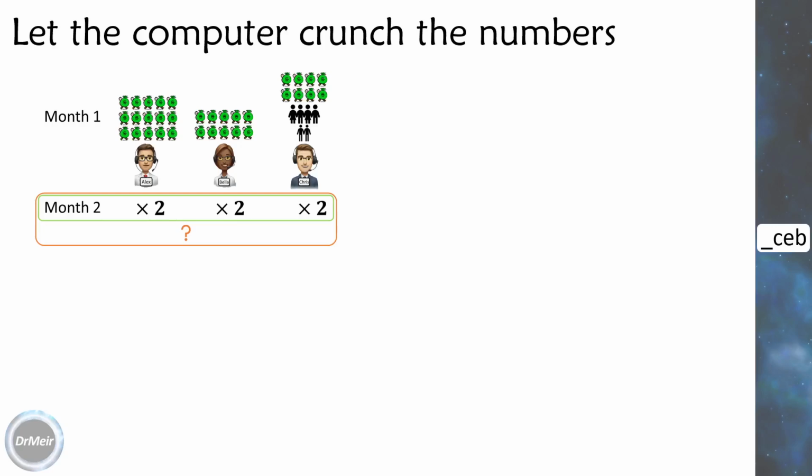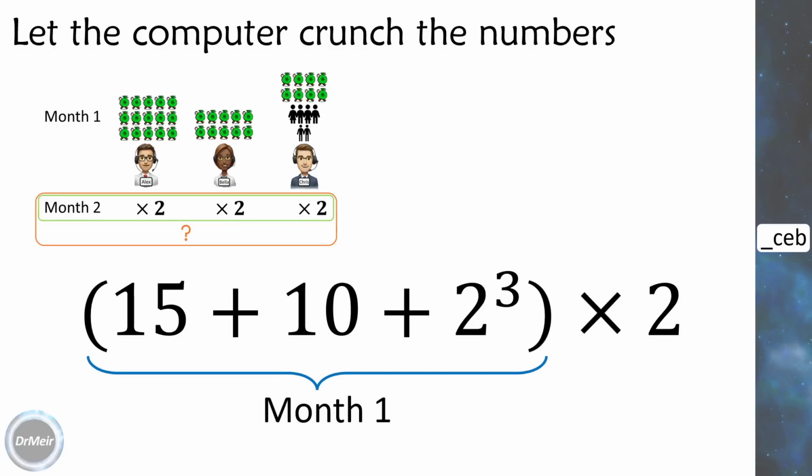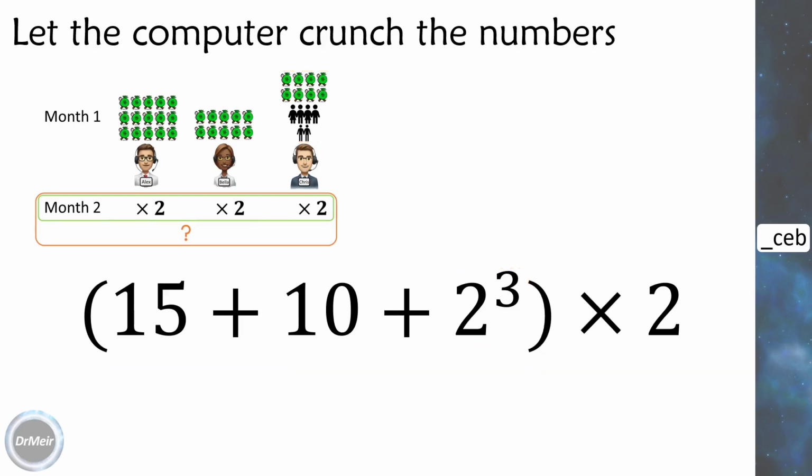In a math class, you'd probably tackle this problem with a formula like this. We simply add up the sales of the first month and multiply them by 2. The sales of the first month are the 15 sales of Alex, the 10 sales of Bella, and the 2 to the power of 3 sales of Chris. 2 to the power of 3 represents the fact that Chris began with 2 leads and doubled the number of leads twice. Now, instead of crunching the numbers by hand, we will write a Python program and let the computer do the computation.